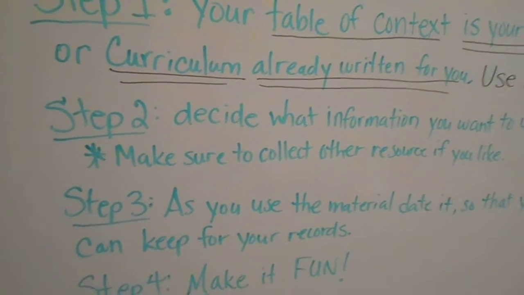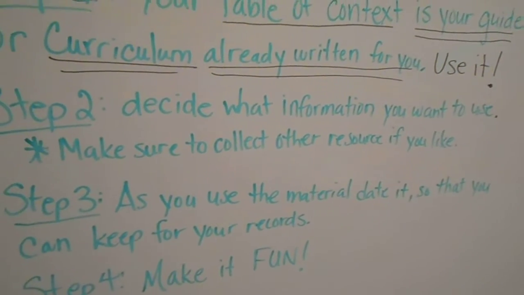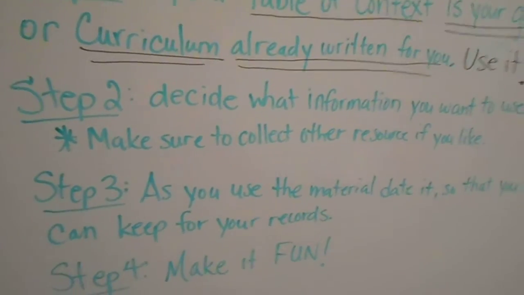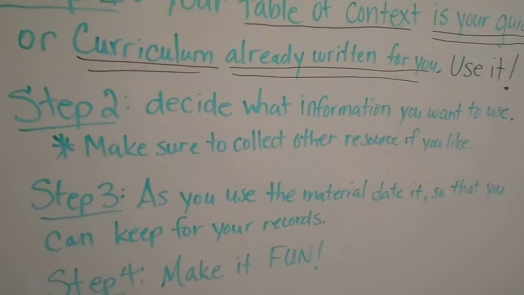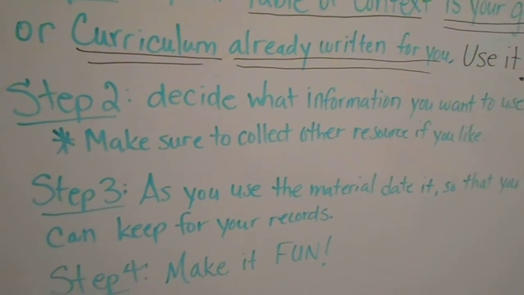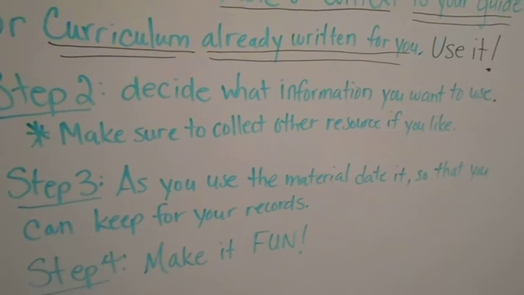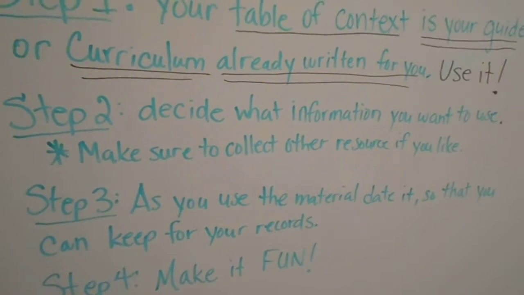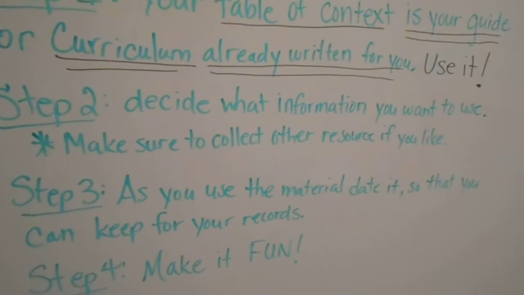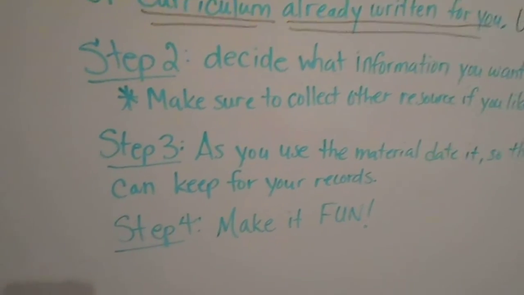But first, you need to decide what information you want to use out of whatever book or magazine or workbook you're using, because there are no written rules. You don't have to use every single subject or every single thing within that particular book or magazine or workbook. You can just pick certain things that you like, as long as you meet all your criteria. You just pick the certain things that you want to use in your curriculum. You can pick and choose from various books.